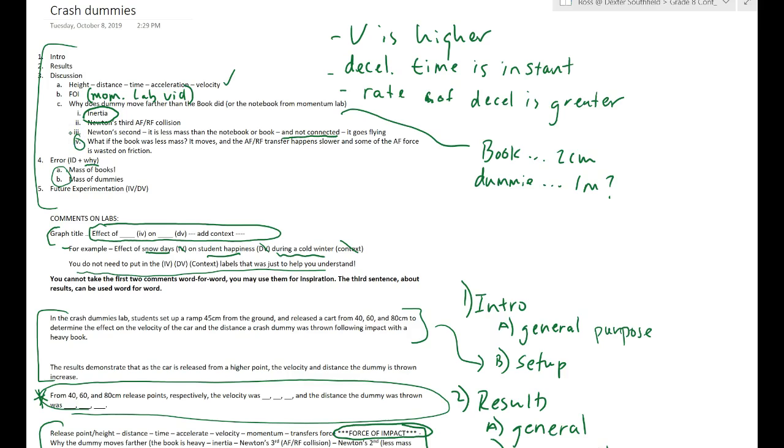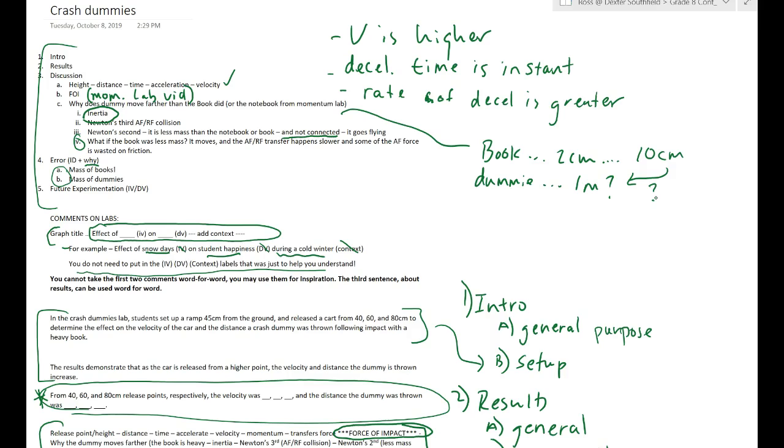So that then brings us to this question. What if the book weighed less? What if it had less mass? If the book was less massive, and therefore it contained less inertia, then it's going to move a little bit further. If instead of 2 centimeters, it moves 10 centimeters, what happens to how far the dummy moves? It's a really hard question.